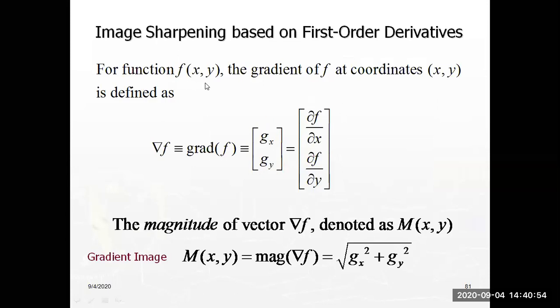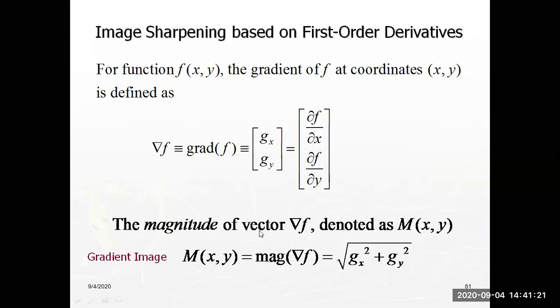For a function f of x comma y, the gradient of f at coordinates x comma y is given as follows. This is the normal mathematical definition; in first year mathematics also we have defined the gradient. The gradient is denoted as del f, and it is given by gx, gy. Gx is the x component, gy is the y component of the output. Gx is given by dou f by dou x, and gy is given by dou f by dou y.